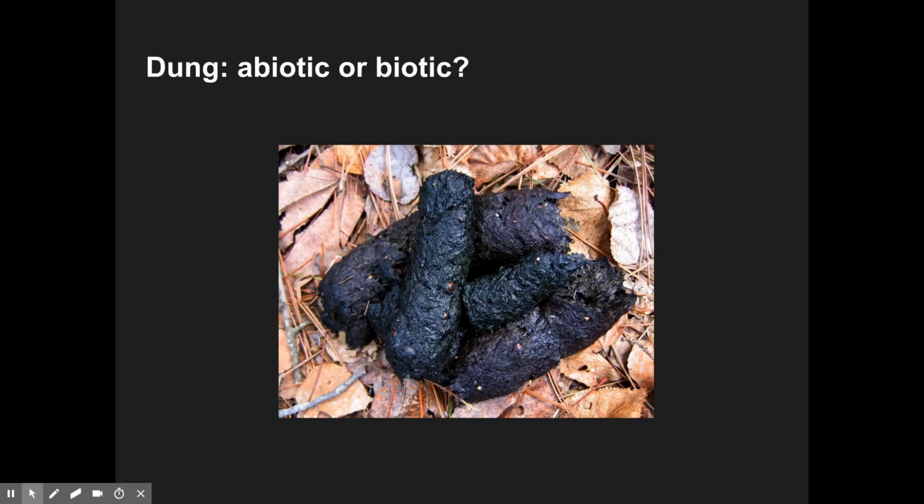And how about dung or poop? Is that abiotic or biotic? Dung is also biotic. It's the product of a living thing's body.